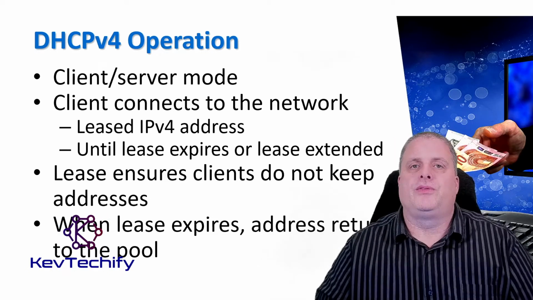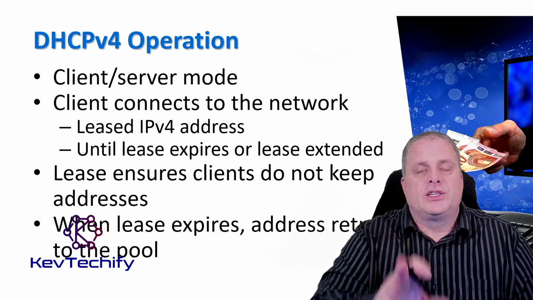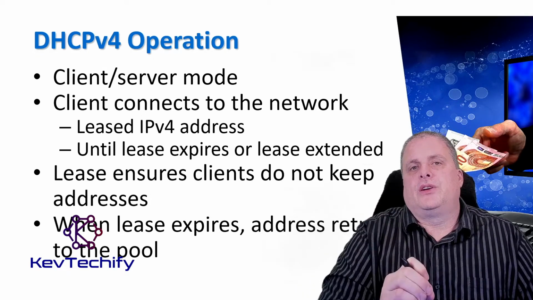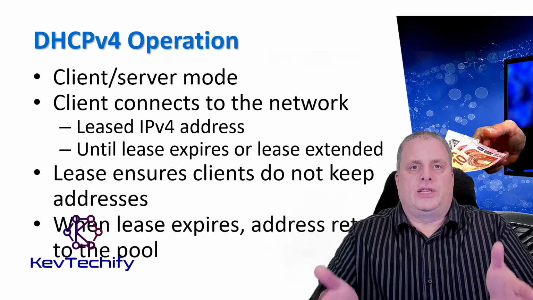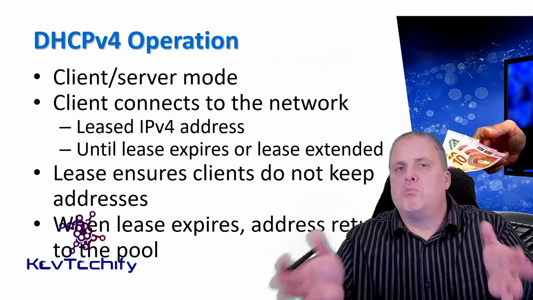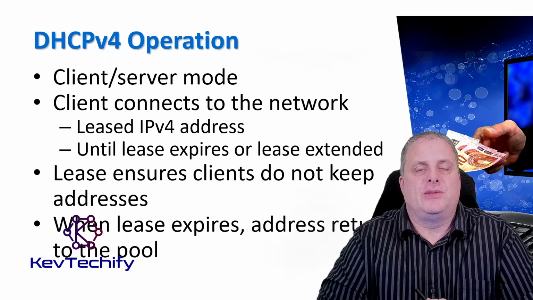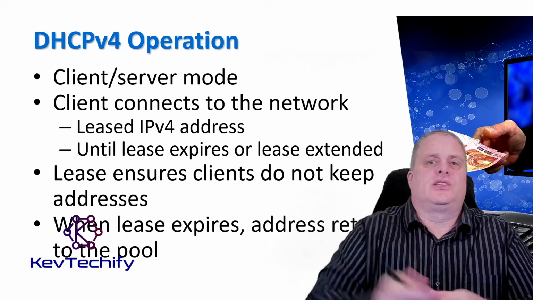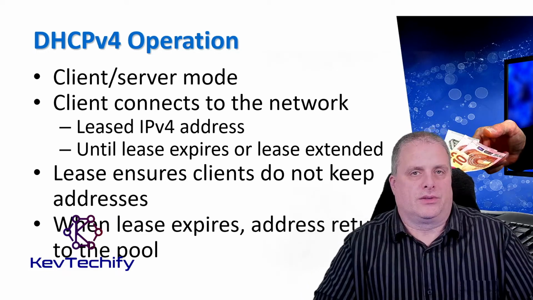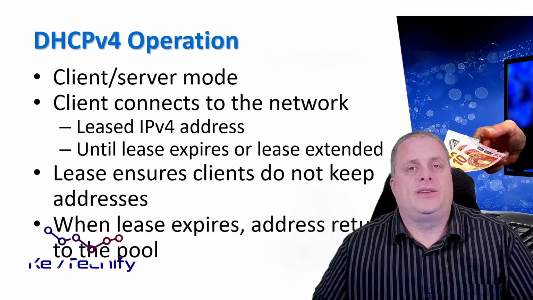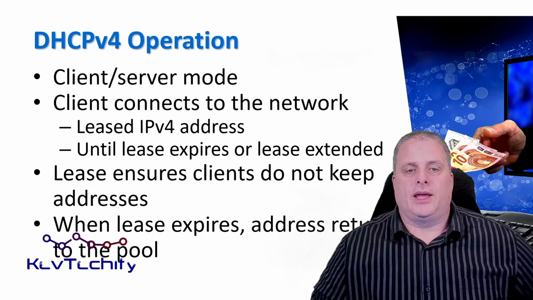Same thing with an IP version 4 address from that server. You get that IP address from your DHCP server, you get it for a certain amount of time: 24 hours, a week, a month, whatever you have it set as the administrator. And at a certain point, you can contact the server and say, hey, I'd like to renew that lease. And then they'll give you a whole new lease, starting from when you made that request.